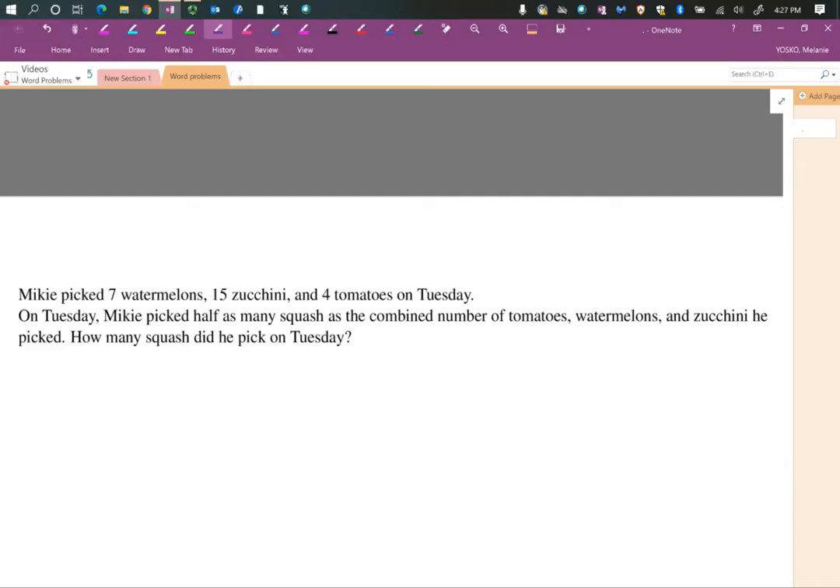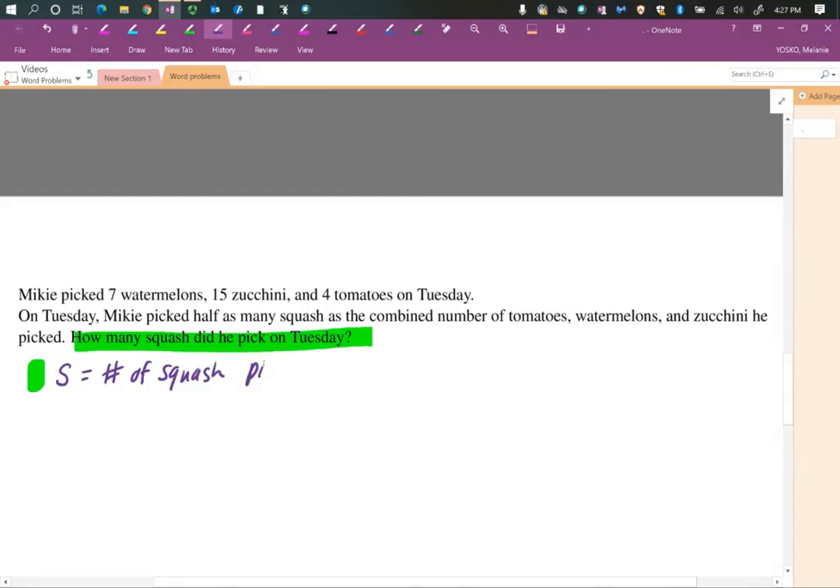Okay, so hopefully you've paused it. Read it again, and we always go back to the question. How many squash did he pick on Tuesday? So that's how we're going to define our variable. S will be the number of squash picked on Tuesday.